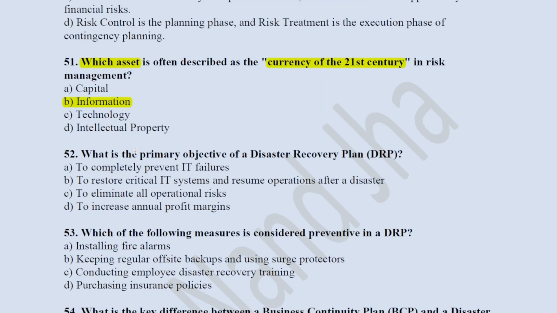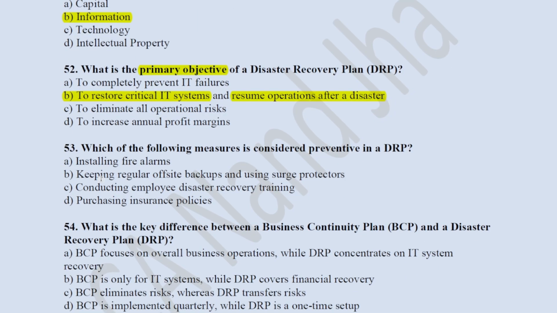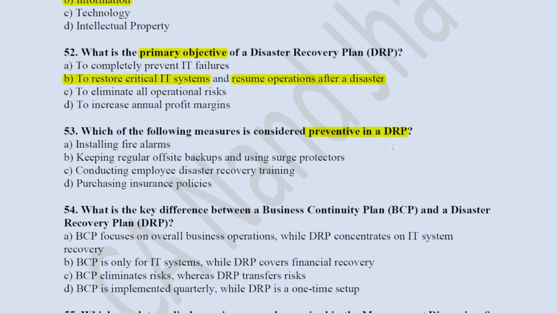What is the primary objective of a disaster recovery plan? To completely prevent IT failures. No. To restore critical IT systems and resume operations after a disaster. To eliminate all operational risk. No. To increase annual profit margin. No. So the answer should be B. Which of the following measures is considered preventive in DRP? Installing fire alarms, keeping regular off-site backups and using surge protectors, conducting employee disaster recovery training, purchasing insurance policies. So the answer should be B.